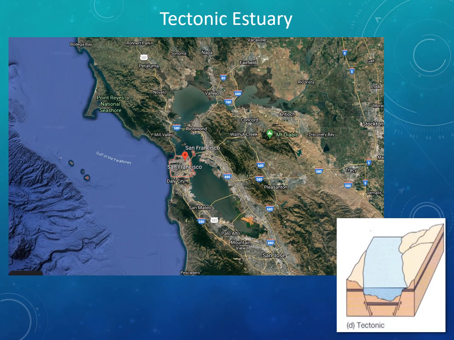Tectonic estuaries, as shown here with San Francisco Bay Area, develop along fault zones or escarpments. Here, the Sacramento River is offset by sections of the San Andreas Fault as it empties into the San Francisco Bay. Most of the remaining estuaries that we have in Southern California are tectonic estuaries.